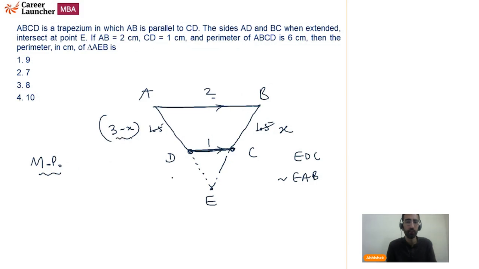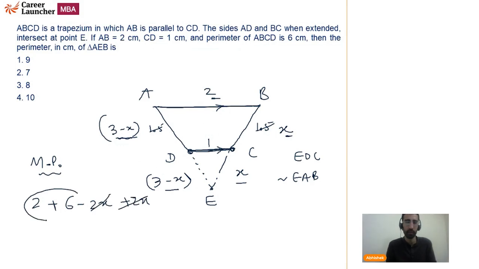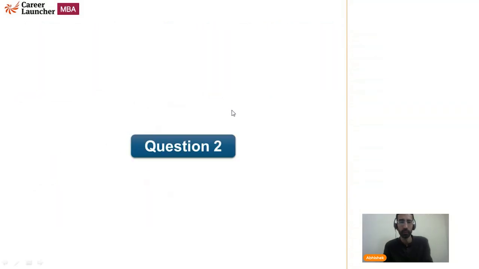And therefore, if AD I've marked as 3 minus x, so will DE be. And if BC I marked as x, so will CE be. So the net perimeter will basically be 2 plus 3 minus x plus 3 minus x, that's 2 plus 6 minus 2x, plus x plus x. So the net perimeter comes out to be 8. That's the answer to this question. Great. Let's move on to the next question.